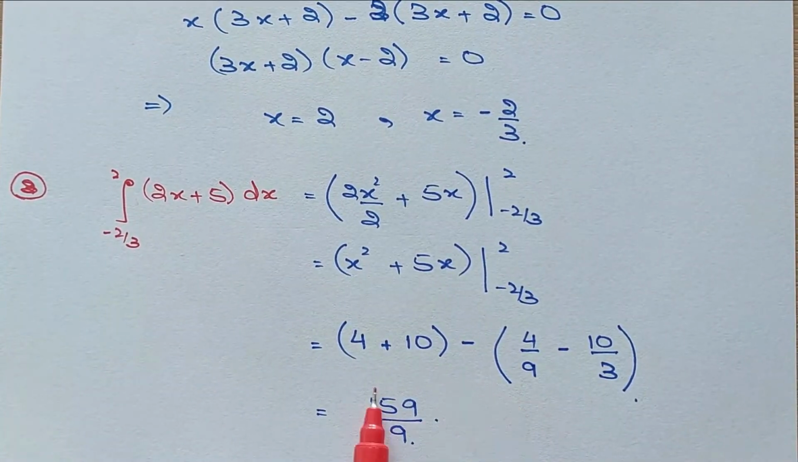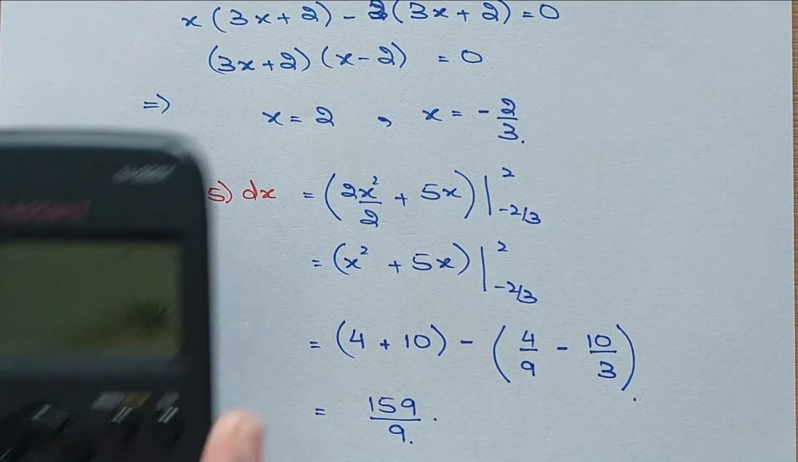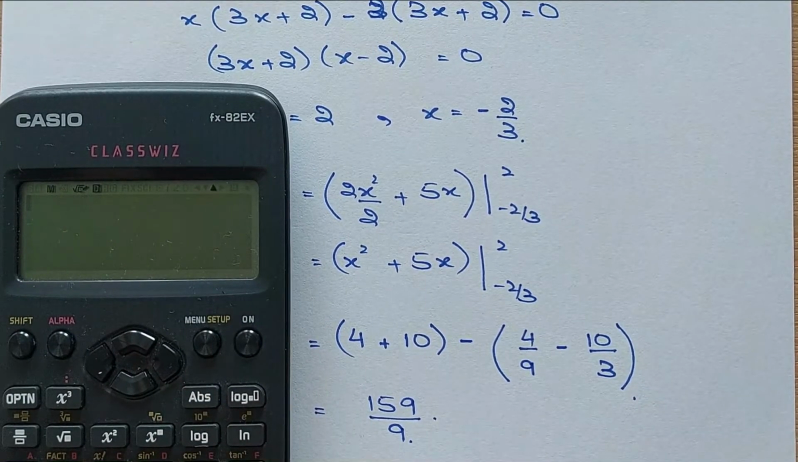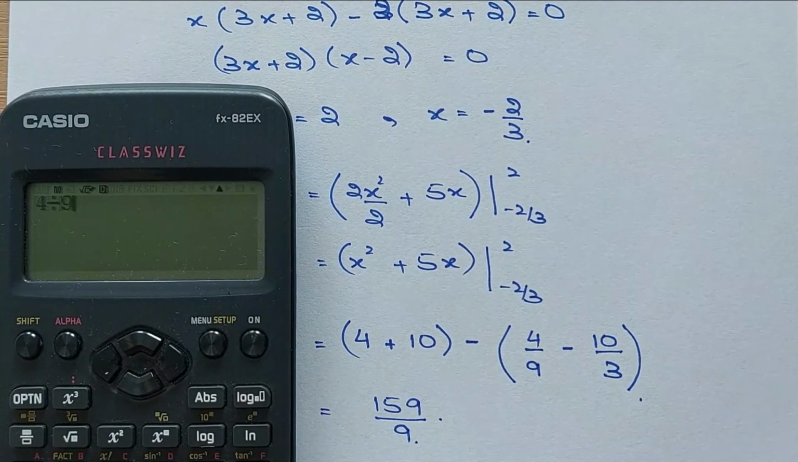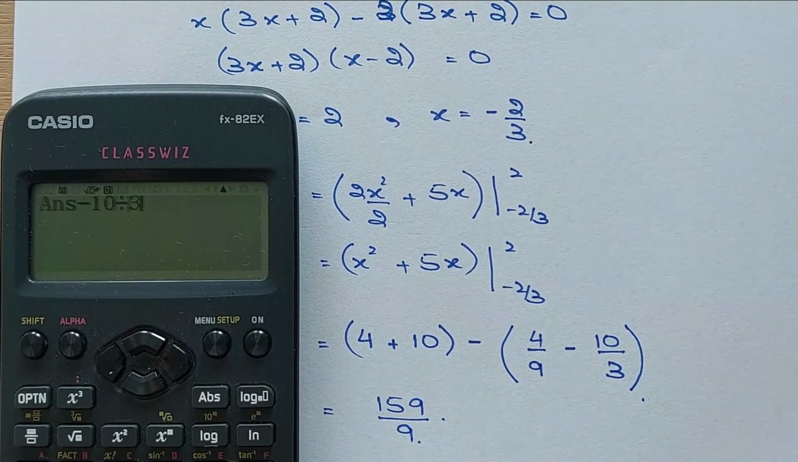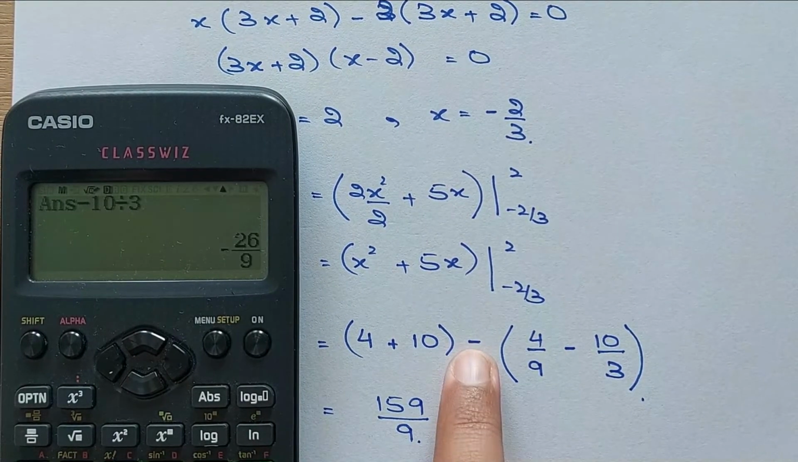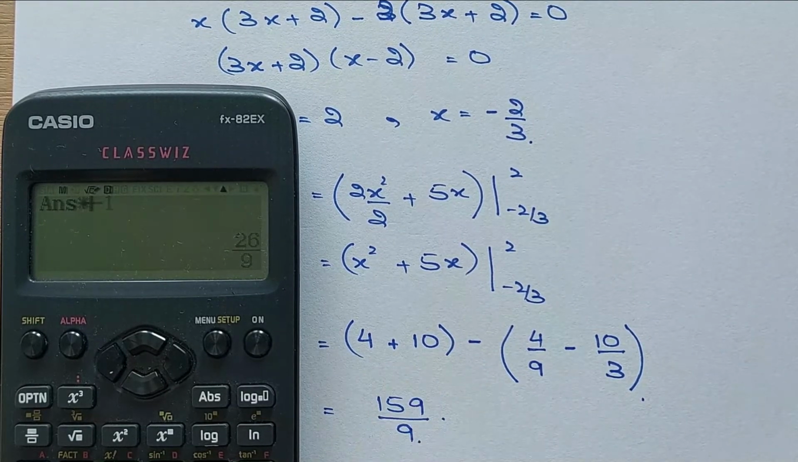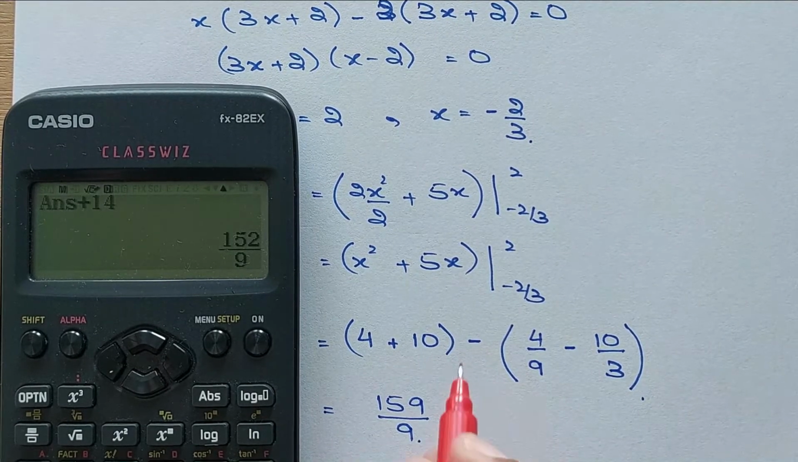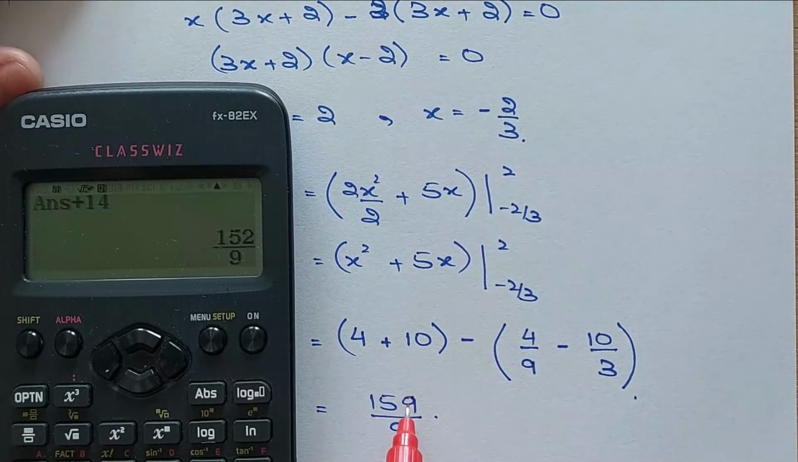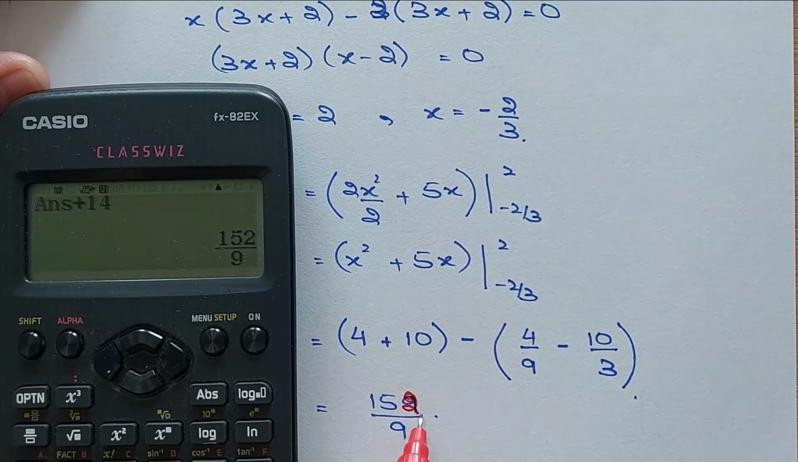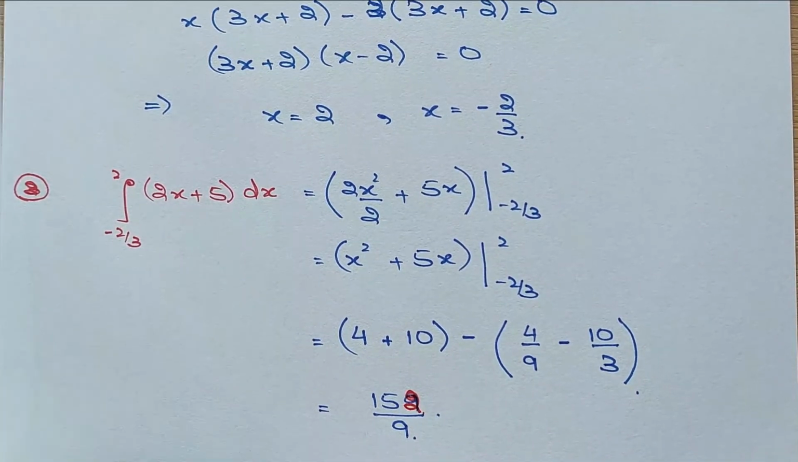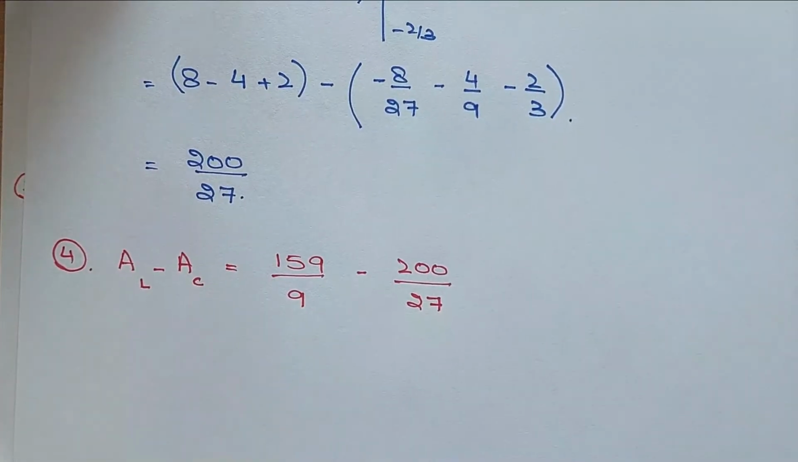Sorry, here let me double check this area under the line. So this is 4 divided by 9 minus 10 divided by 3 is minus 26 by 9, and then times minus 1, this is plus 26 by 9, and adding 14, this is 152 over 9. So this is not 159 over 9, so this is 2 here, right? So we have to use this over here.